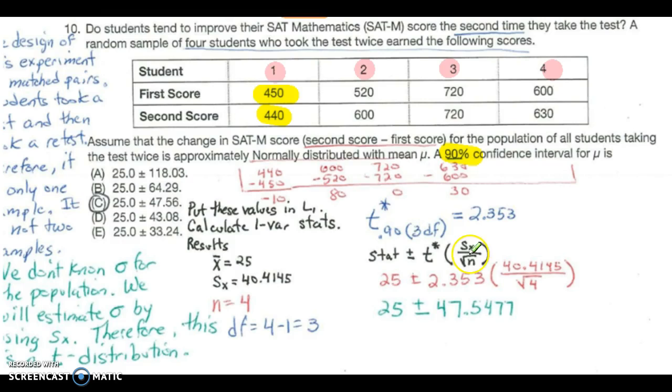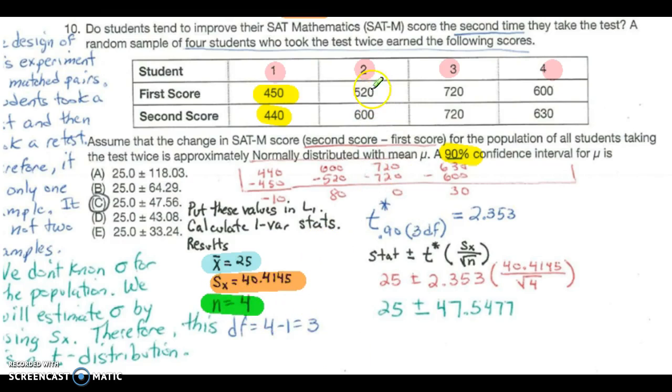I need to use my graphing calculator to find my point estimate. So I'm going to put my first scores in list 1 and my second scores in another list, find the difference, and then find the mean difference. The mean difference was 25. I do not have the whole population, I only have a sample. So the standard deviation of the sample is 40.4145. The number of students I have is 4.